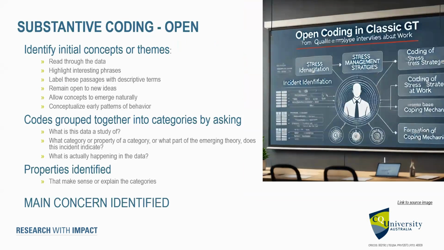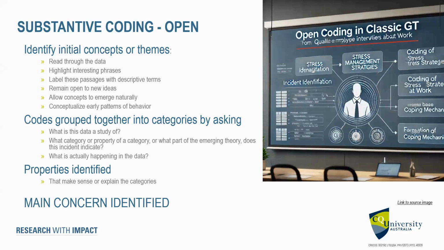Data analysis for a classic grounded theory project begins with open coding, where you immerse yourself in the data without any preconceived ideas, and you set out to identify initial concepts or themes. You read through the data multiple times, highlighting or tagging interesting passages or phrases. This is when you will generate initial codes by labelling these passages with descriptive terms or phrases that capture the essence of the data. You will remain open to new ideas and concepts, allowing them to emerge naturally from the data. During this process, the researcher conceptualises early patterns of behaviour.